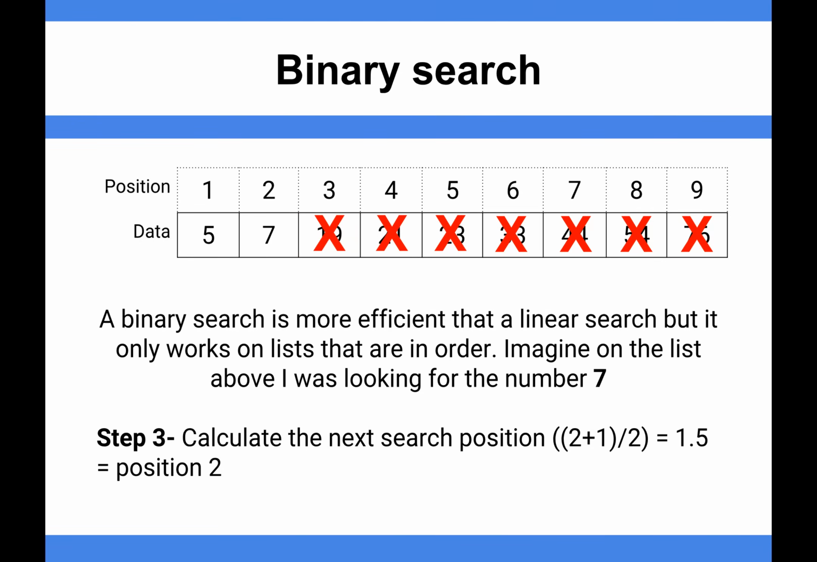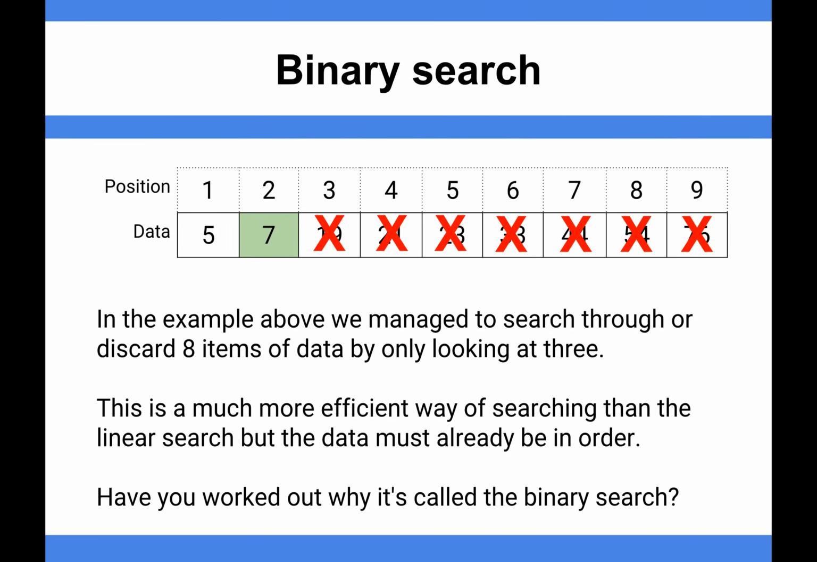So I discard those. And again, 2, add 1, is 3, divide by 2 is 1.5, so I look at position 2. And I've managed to find my bit of data that I was looking for. Just a coincidence. But in this example, we managed to search through or discard 8 items of data by only looking at 3. It's significantly more efficient than a linear search, but the data has to be in order for it to work.